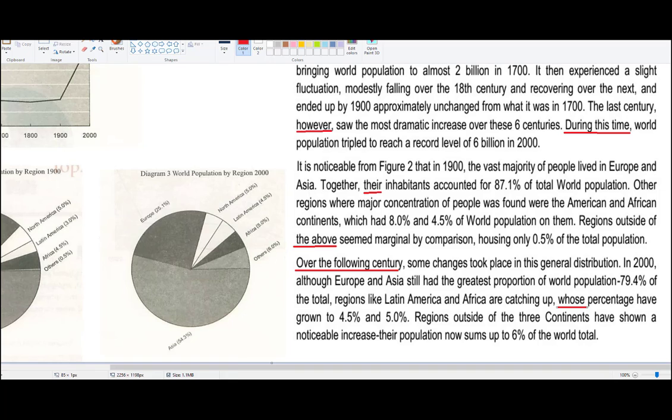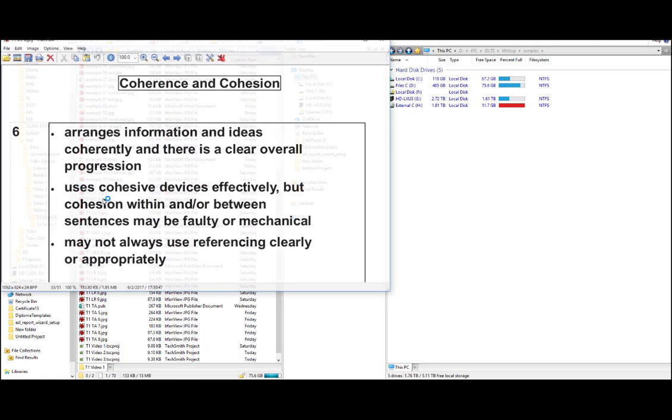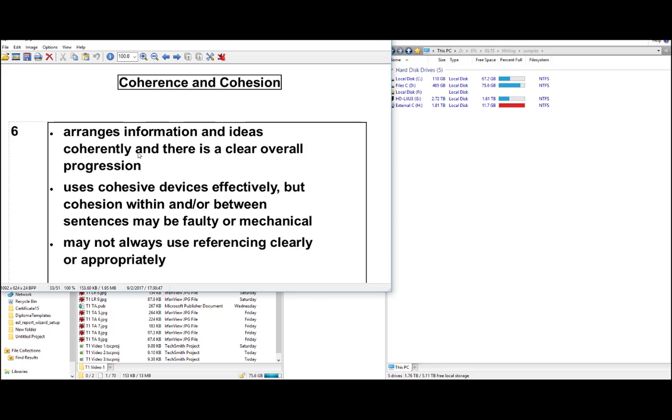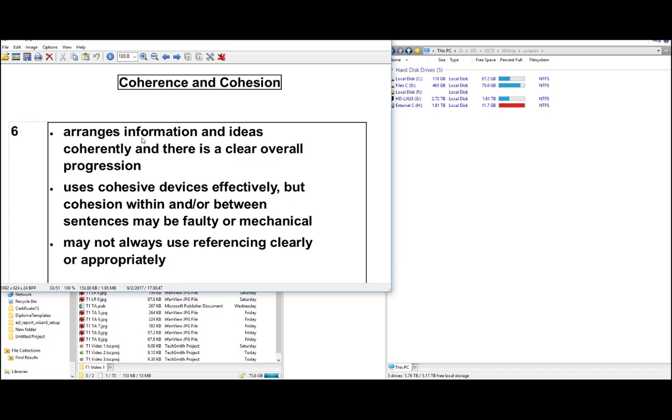Okay. Let's see. Can they get a 7? A range of cohesive devices. Well, I don't think there was a range. But information is presented coherently, and there is progression, and cohesive devices are used effectively. 6 is probably a fair score.